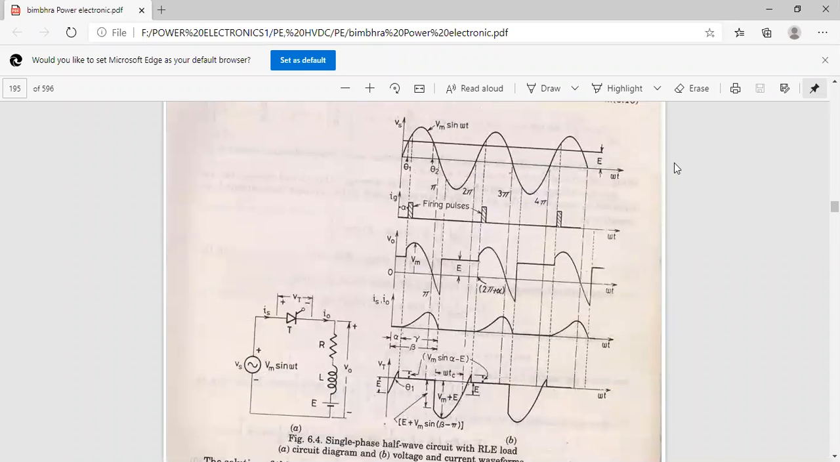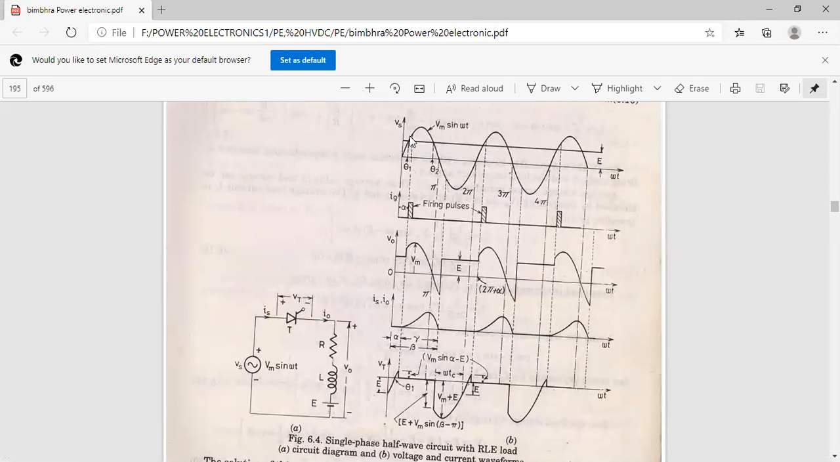Next one is RLE load. For RLE load, only if anode potential is greater than cathode potential will the thyristor conduct. See, up to this E value, the battery voltage, it won't get into the on state. Only after this battery voltage will this thyristor be on, because when the input voltage is greater than the battery voltage, the thyristor is on. Why? Anode potential should be greater than cathode potential.